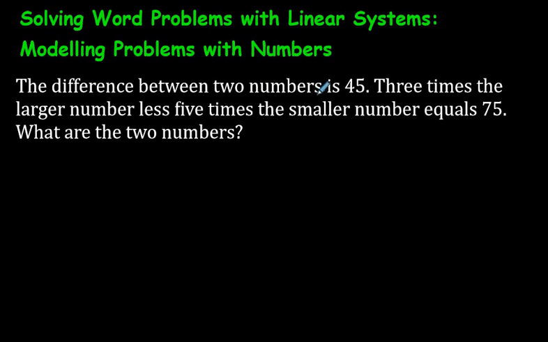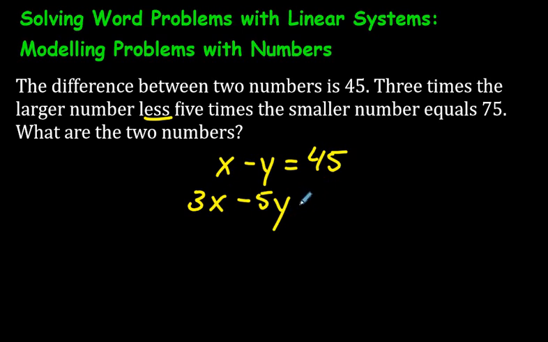The difference between two numbers is 45. Once again, we would write the larger number is x, the smaller number is y. Okay? So x minus y apparently is 45, according to that first sentence. 3 times the larger number less 5 times the smaller number. Less means subtract again. So 3 times the bigger number minus 5 times the smaller number will equal 75. So what are the two numbers?